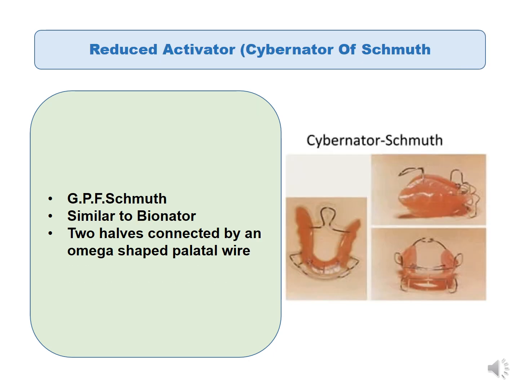Now another modification is a reduced activator, also known as the kinetor or Schmuth. It is similar to a bionator. The two halves are connected by an omega shaped palatal wire.